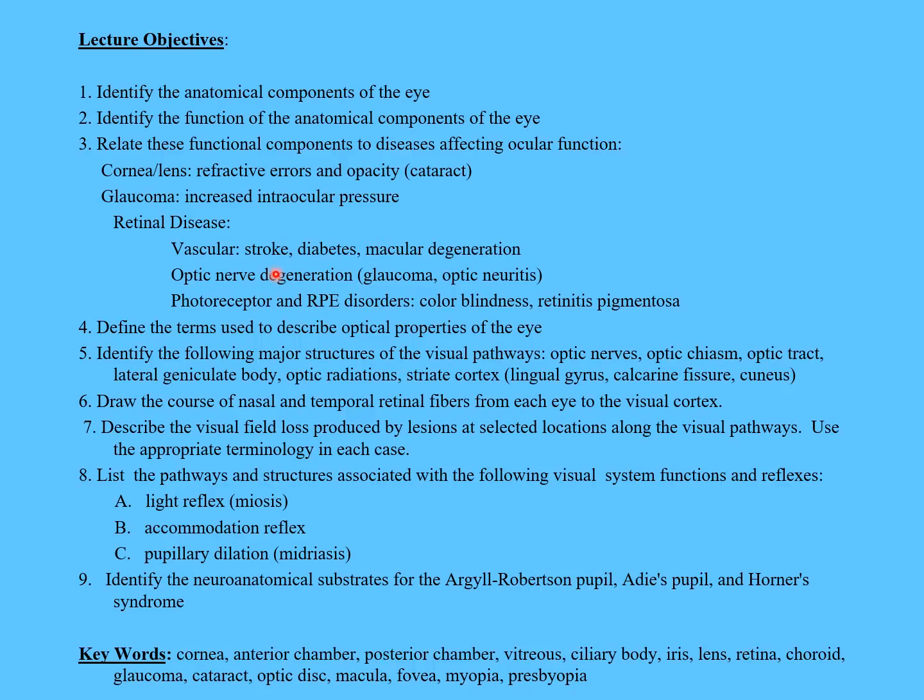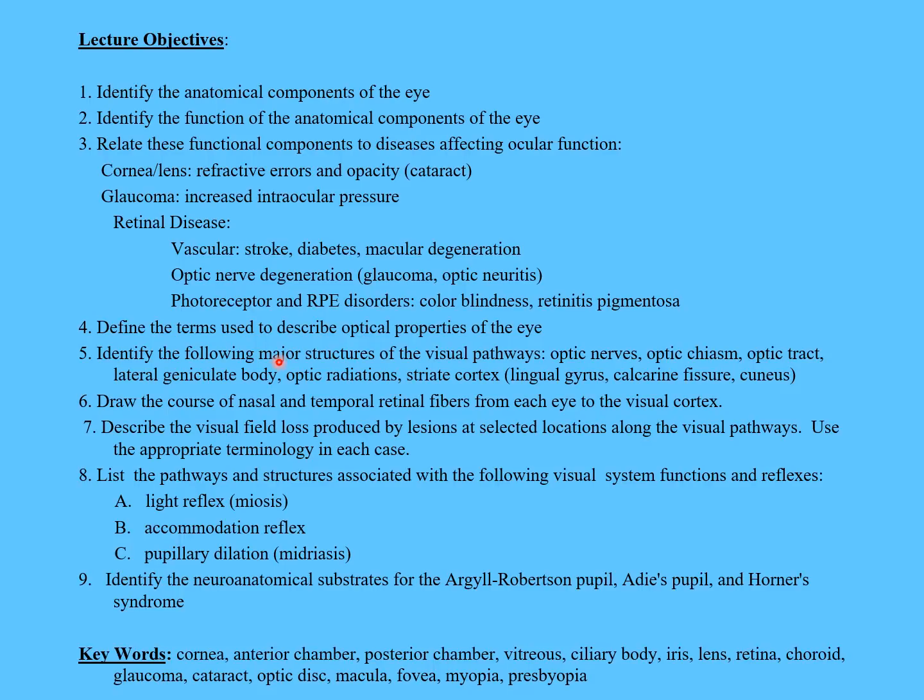We'll look at optic nerve degeneration associated with glaucoma and optic neuritis. And then photoreceptor and retinal pigment epithelial disorders such as color blindness and retinitis pigmentosa. We'll define the terms used to describe the optical properties of the eye.